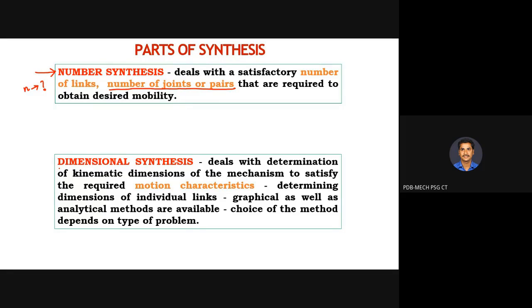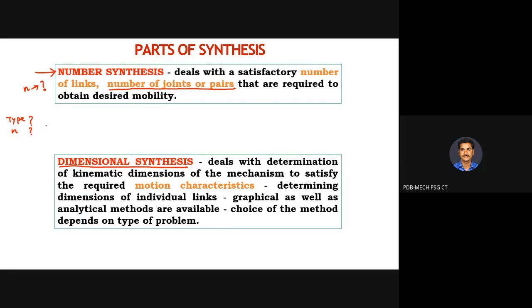Then followed by the third synthesis, dimensional synthesis. What is meant by dimensional synthesis? It deals with determination of the kinematic dimensions of the mechanisms. You know what mechanism you are going to use, which you identified from type synthesis, and you know how many links you are going to use from number synthesis. You have identified how many links to use and what type.